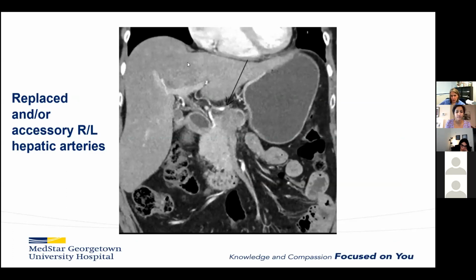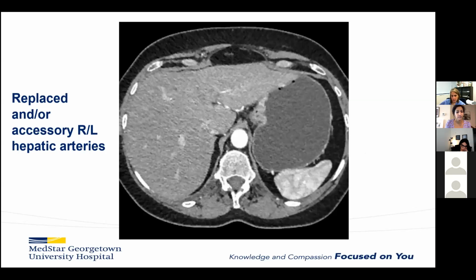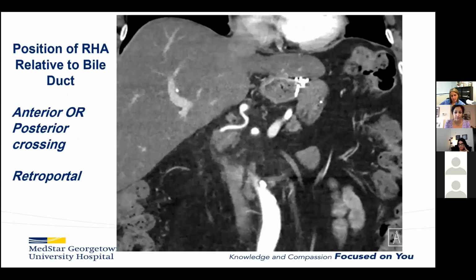So this patient, for example, the segment 4 artery does come from the common. And so if we do this, this patient's operation is still coming up, then we know that we'll probably have some segment 4 arterial ischemia, but that in general will be well tolerated. So, okay, that's the arterial issues. And then in addition to knowing if the arteries are replaced or accessory, we also want to know where they are relative to the bile duct.